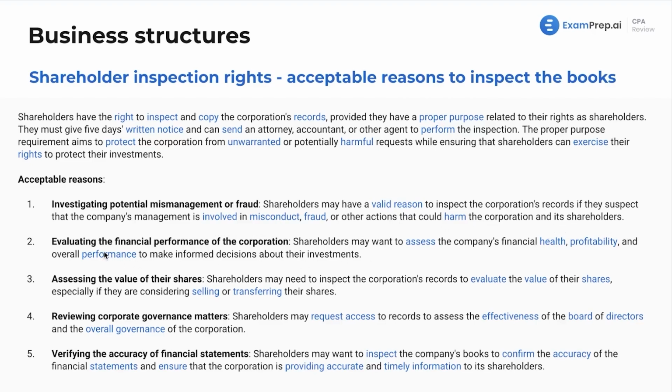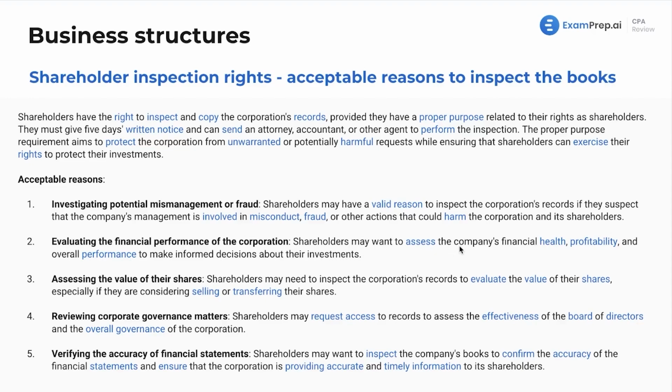You could also do this to evaluate the financial performance of the company. Now, again, generally, are you going to be able to do this? No, you're going to have to just look at the audited financial statements, and that's what you're going to use to base your investment on. But these are the actual acceptable reasons per the rules for corporations. In terms of how these are actually done in the real world, we're not going to worry about that. Just memorize this from a textbook perspective.